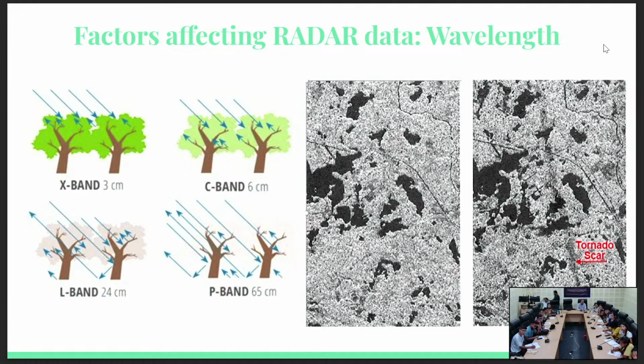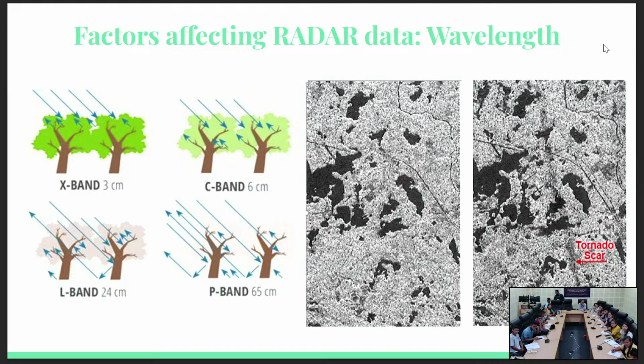So for radar data, the factors which are affecting it, the wavelength we mentioned, right? For optical, we saw that if we have a forest, we see the top of the canopy. To get the structural information, we need longer wavelengths. In the case of X band, which is 3 centimeter wavelength, we can see the upper parts of the structure of the canopy. If we go for a slightly longer wavelength, which is C band, we can get some more structures like the branch structures, etc. Then if we go for L band, we can get the entire structure of the trees.